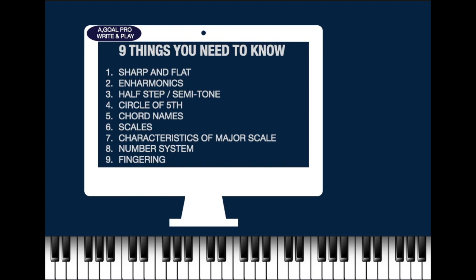Number two, enharmonics. This is very, very important. You have to know the name of the keys, okay? Like, okay, this is F sharp and this is G flat. You have to know the name of the keys, enharmonics.